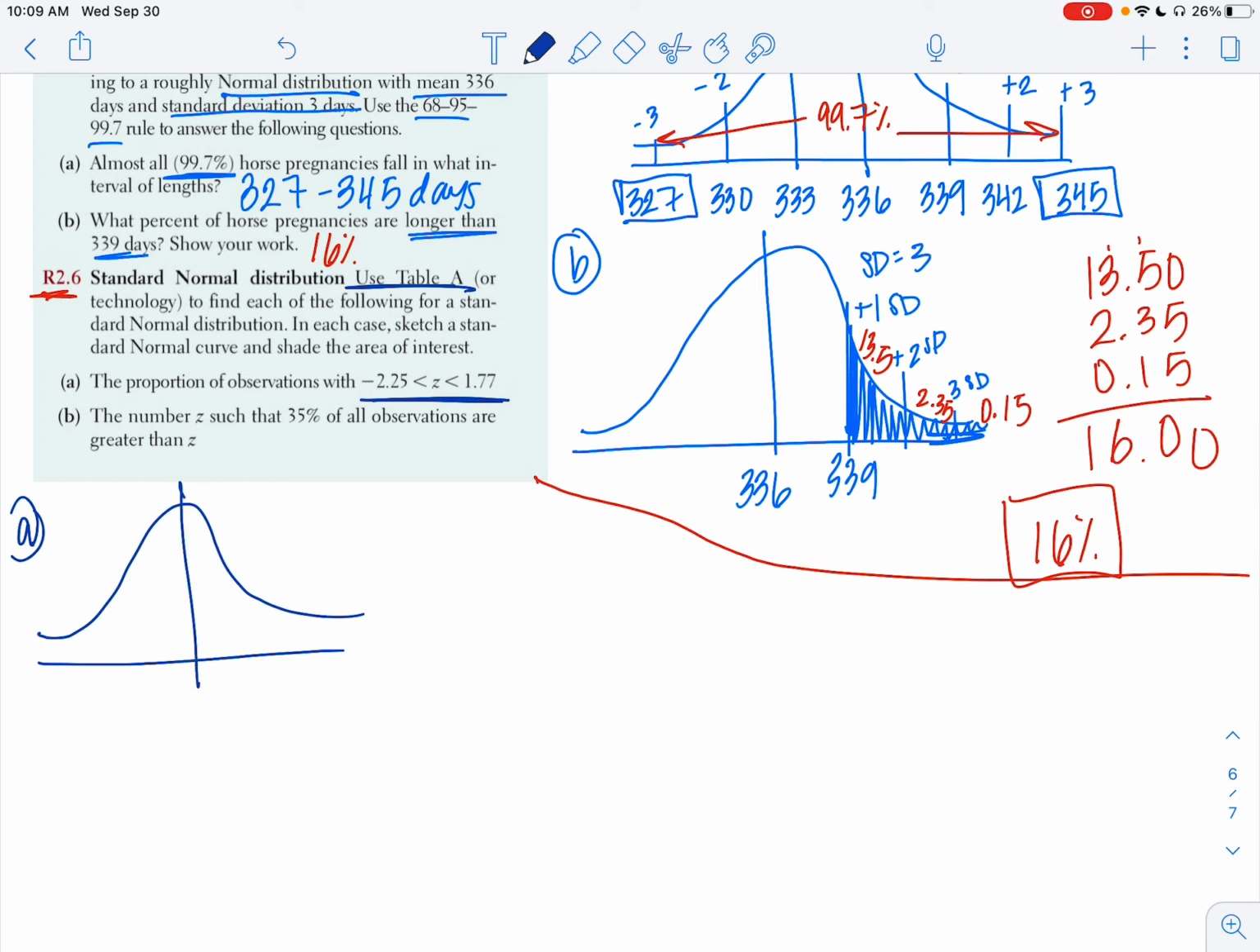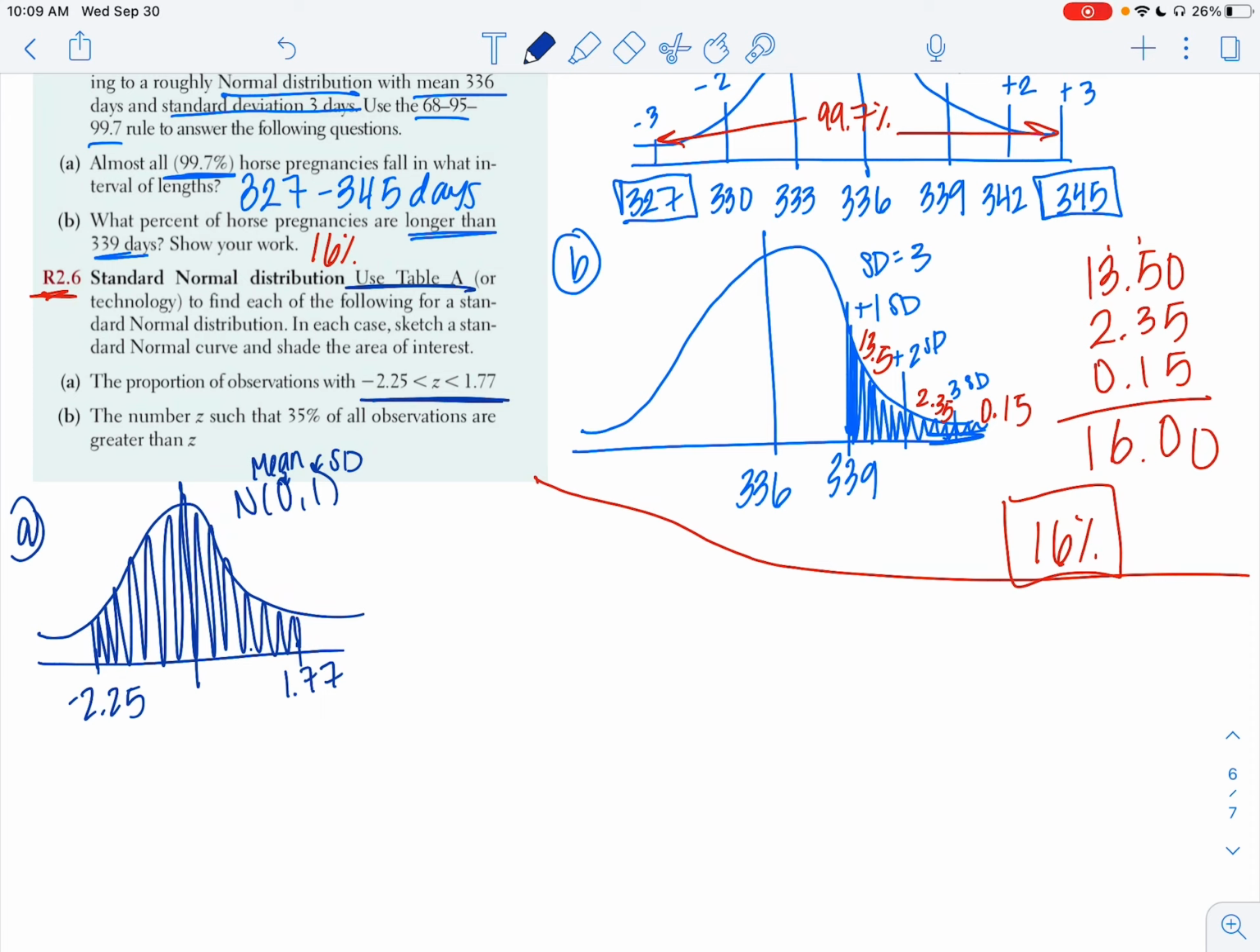Since it's a normal curve with a mean of 0 and standard deviation of 1, this is some notation we can get familiar with. We want to know the area between 1.77 and -2.25. So what you can do is shade the area in the curve in between these two, and that is going to tell you the value there.